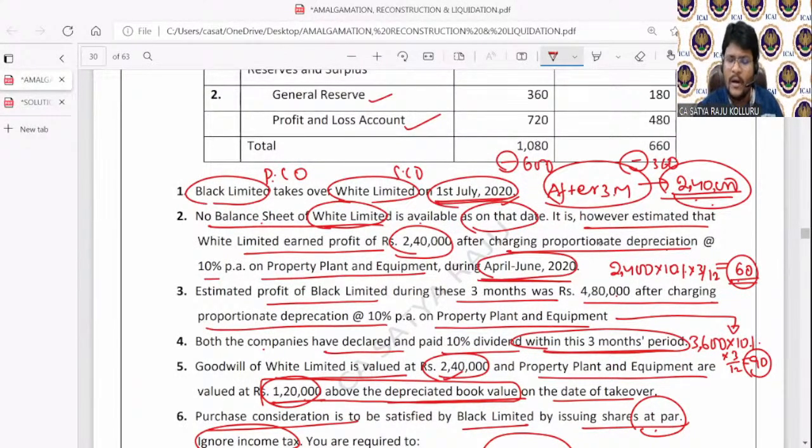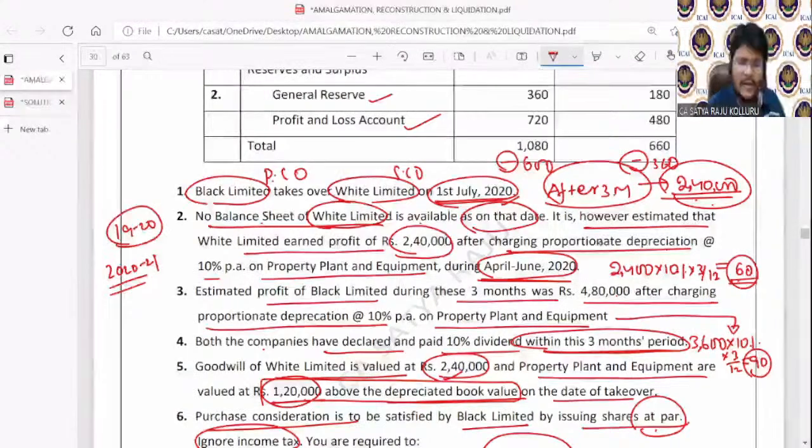Let us assume right now we are in the year 2021, 2020-21. What is the previous year? 2019-20. For the year 2019-20, we will declare the dividend in the year 2021. Like that, in the year 2021, within this 3 months period, the company declared the dividend for the previous year. So that dividend is for the entire 12 months.